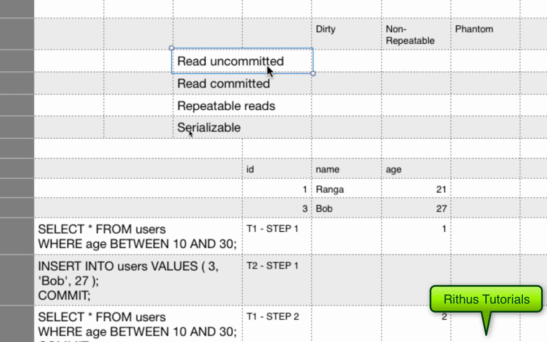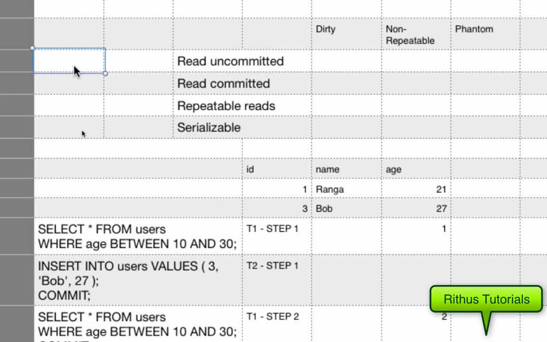So read uncommitted is the simplest of the isolation levels, and when I look at transaction management as a whole, it's probably not the best option. Read uncommitted means that a transaction, when it tries to read something, might get uncommitted data from another transaction.